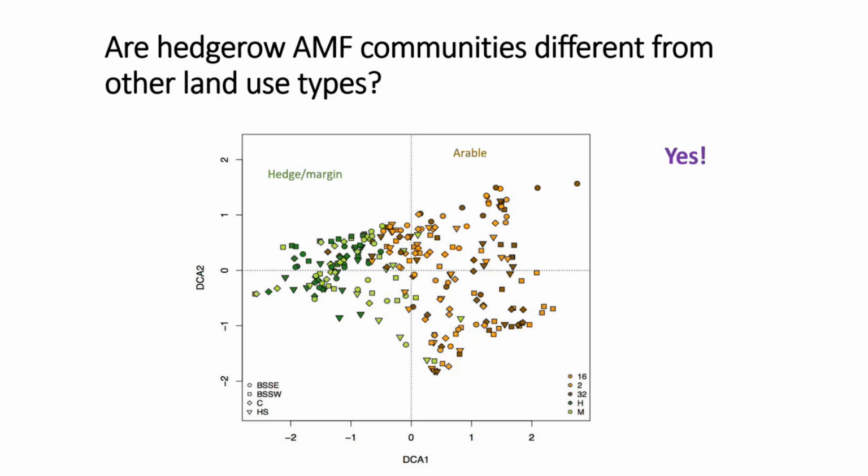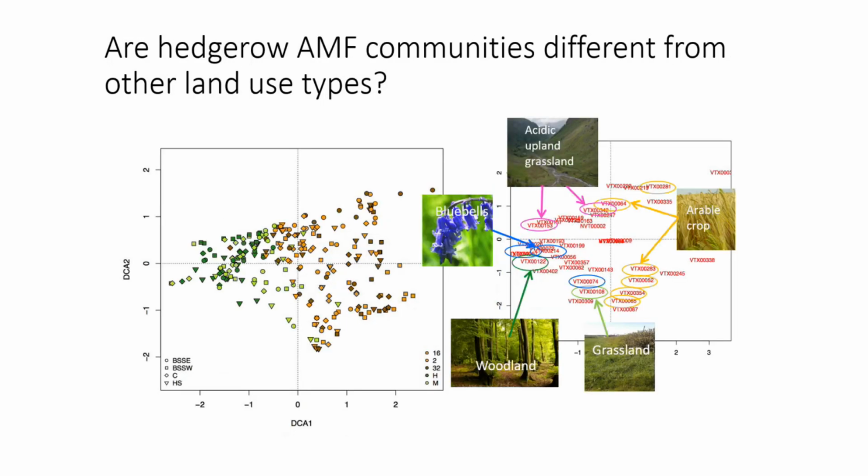Basically, the important thing here is the green and the brown. The hedgerows and the grassy margin are totally different from the arable and the ley. So the short-term land use change hasn't made as much difference as we expected. So they are different. How are they different, I hear you ask?